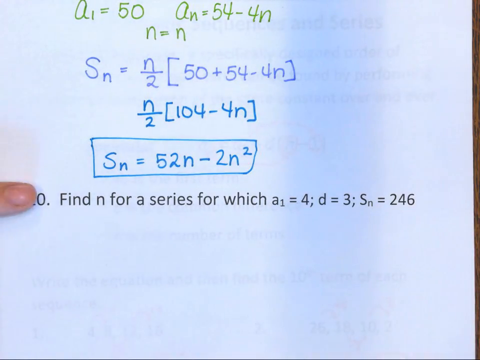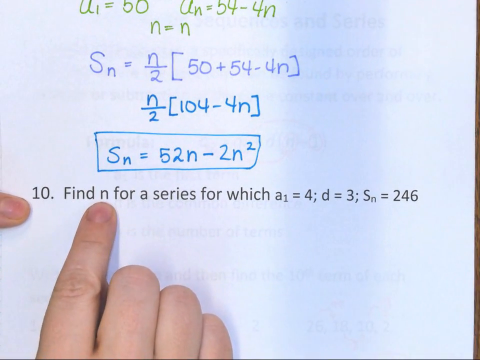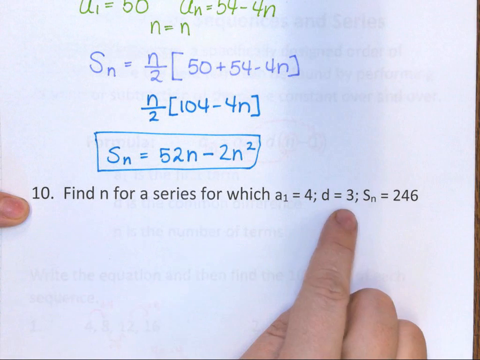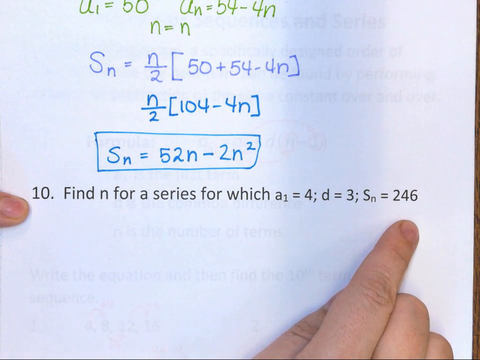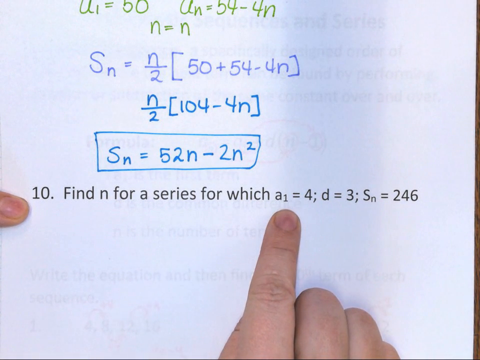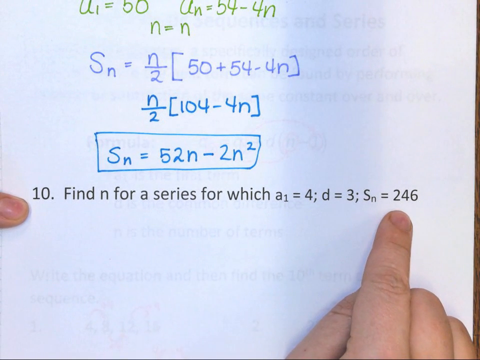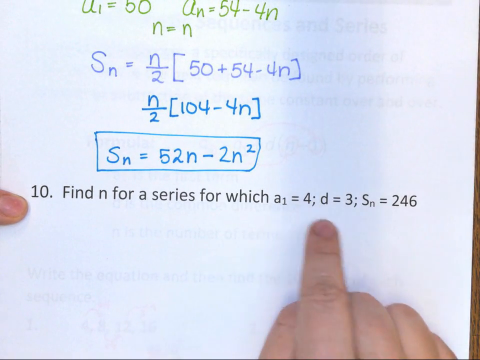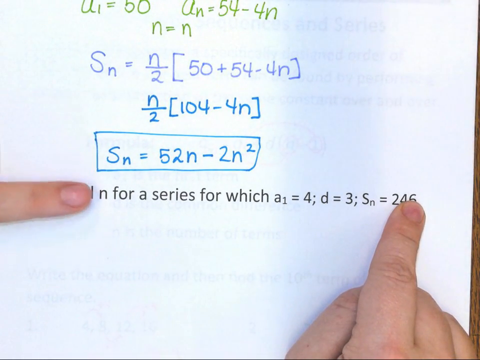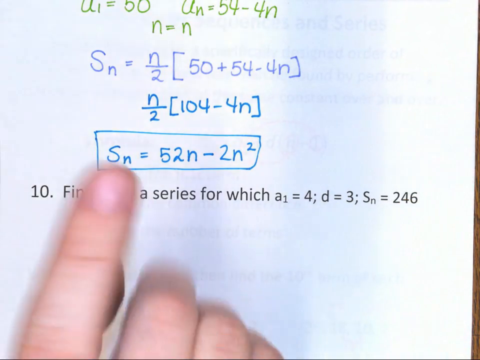Okay. We're looking for n in a series where we're giving these pieces of information. So I have the first term, I have the difference, and I have the sum. Is there a formula that uses just these and n? Yes. Which formula is that?